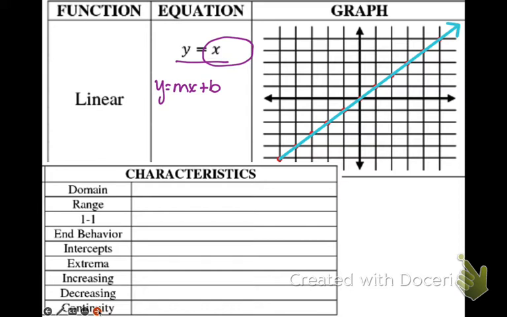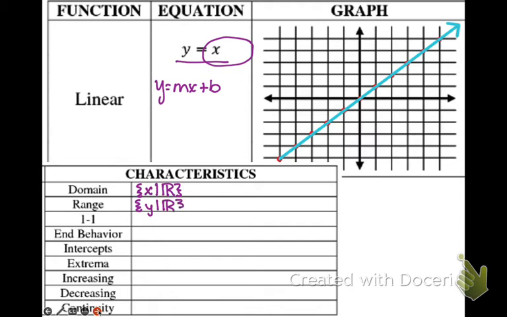All real numbers, or negative infinity to positive infinity. It's the same thing, right? X such that x is a set of all real numbers. What is the range? All real numbers. So y such that y is a set of all real numbers.